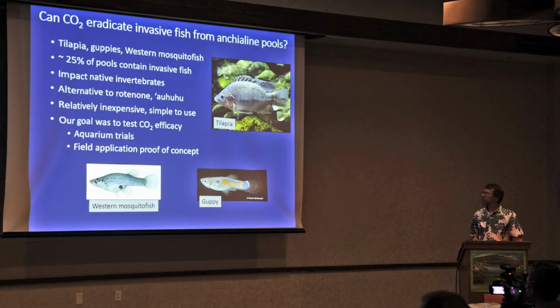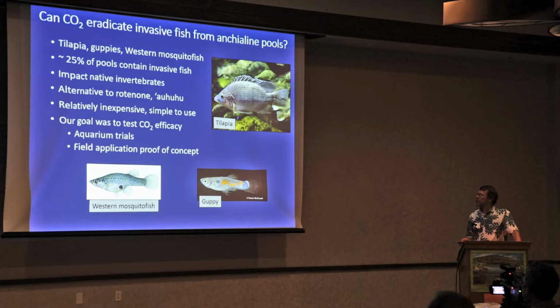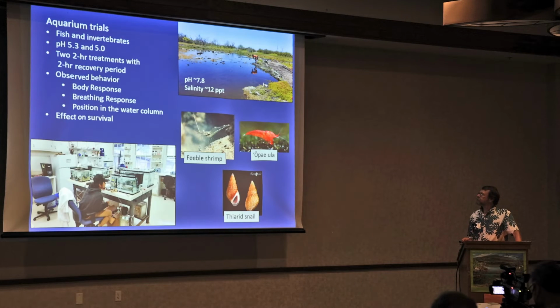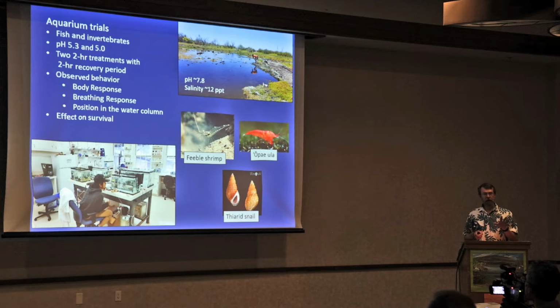So our goal was to test the efficacy of the CO2. First, we conducted aquarium trials, and then we conducted field applications as proof of concept. In our aquarium trials, we tested on those 3 fish, but we also tested on potential non-targets, the feeble shrimp, the opae'ula, and a neritiid snail. Based on previous work, we identified a pH of 5.3 as a target for tilapia, but we also tested 5.0, and a pH of 5.0 for the guppies and western mosquito fish.